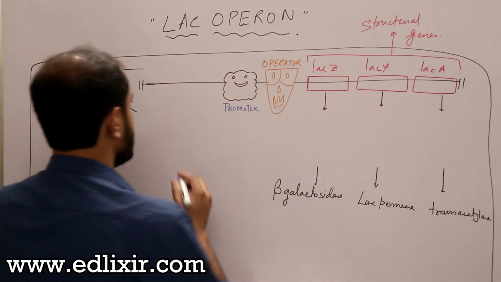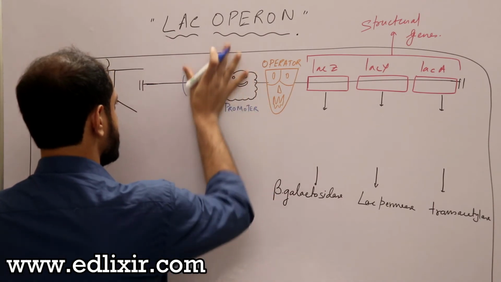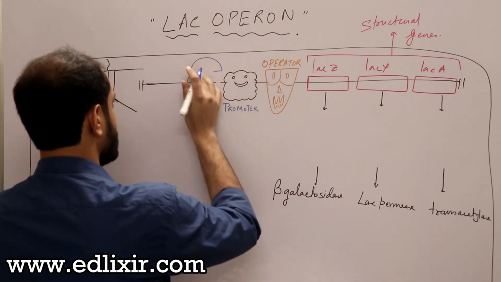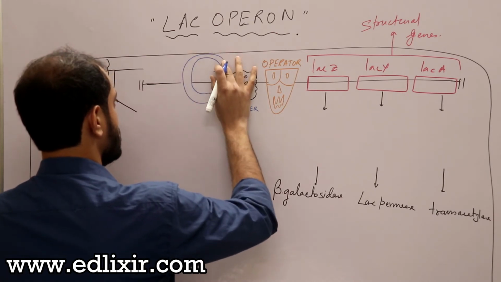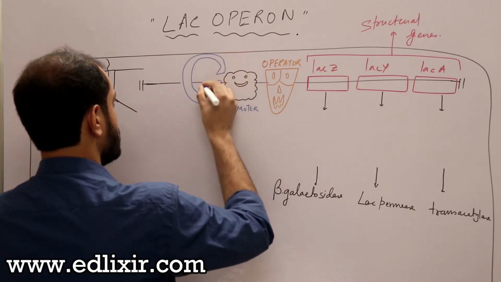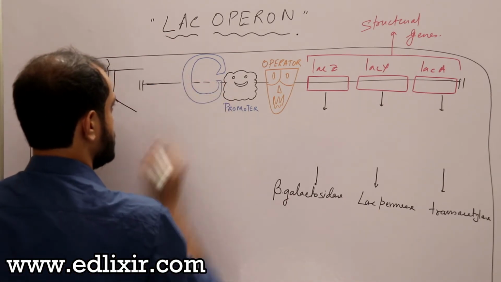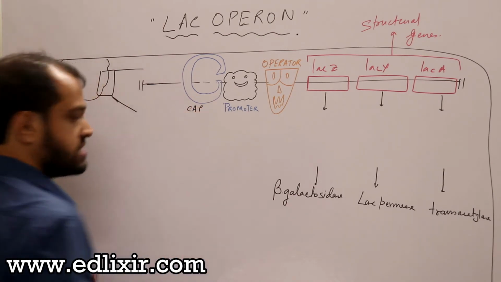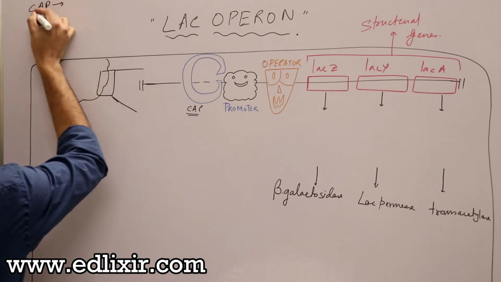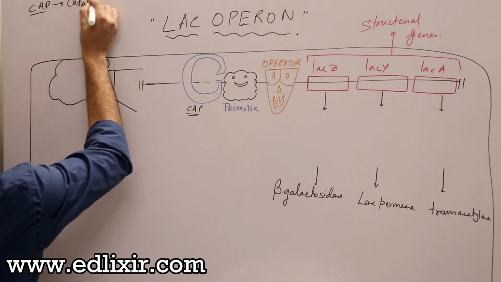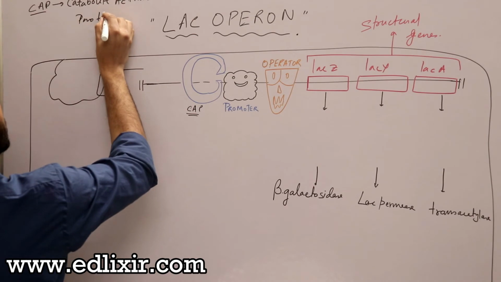Now listen, the third control element is this region of the DNA. This region is called the CAP region. What is the CAP region? CAP is actually an acronym. The real name of CAP is catabolite activator protein. Clear? This is the name of CAP.